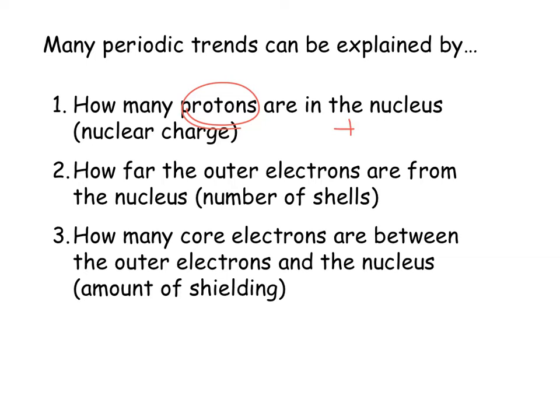The first factor is how many protons are in the nucleus. Protons are positive, and a lot of our trends are going to talk about where the electrons are or how easy they are to remove. So opposites attract. How attractive is the positives that are in the nucleus? How good is that at pulling the electron in?